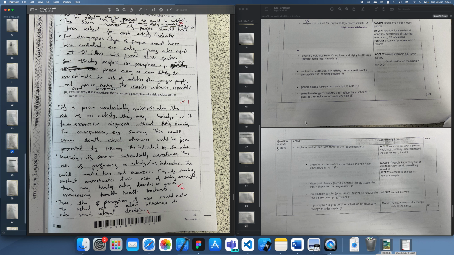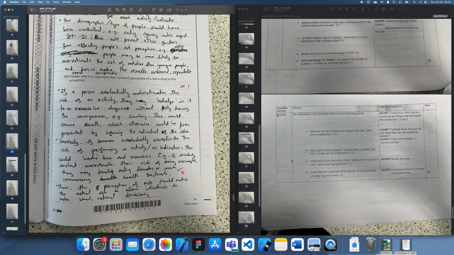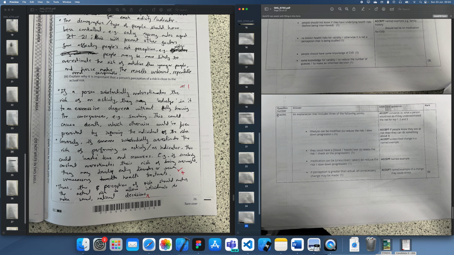I will say, I feel like this paper's been quite harshly marked, but might just be me. Explain why it's important that a person's perception of risk is accurate. So I tried to explain it here. I suppose I didn't hit the mark scheme points. Lifestyle can be modified. So yeah, it's really about the treatments here rather than the actual problem.